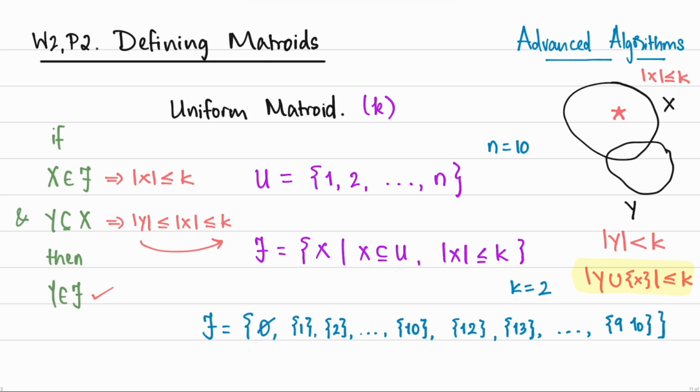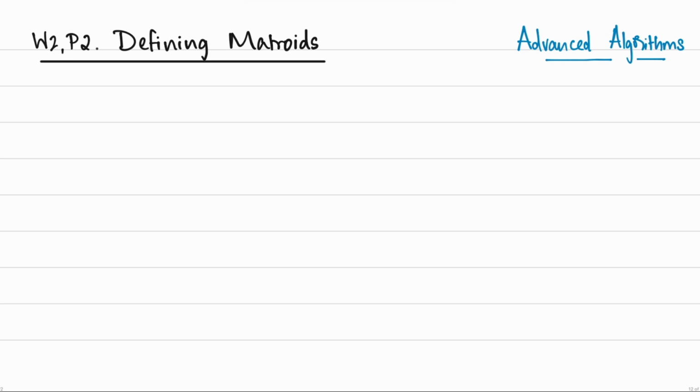So hopefully this is something that you're convinced of. If not, feel free to pause the video here and make sure that you're comfortable with this example. Now let's talk about another fundamental example of a matroid, which is a linear matroid. And in fact, this is the example that motivates a lot of the definitions and the terminology around matroids.